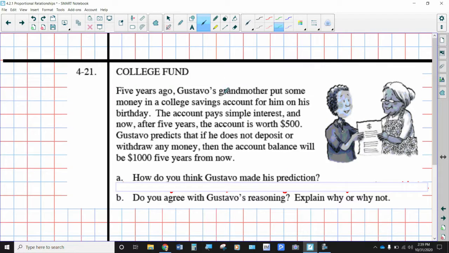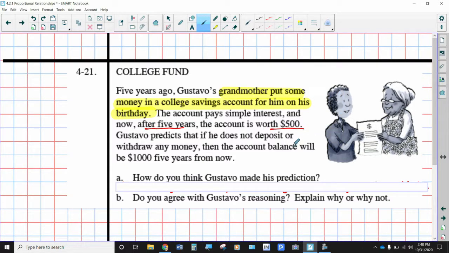All right, so we're going to start with a situation here where Gustavo, 5 years ago, his grandmother put some money into a savings account. So let's highlight: Gustavo's grandmother put some money into a savings account for his birthday. The amount is simple interest, which we'll get into the details of how simple interest works a little bit later. And now, after 5 years, the account is worth $500. I'm going to underline that. After 5 years, it's worth $500.